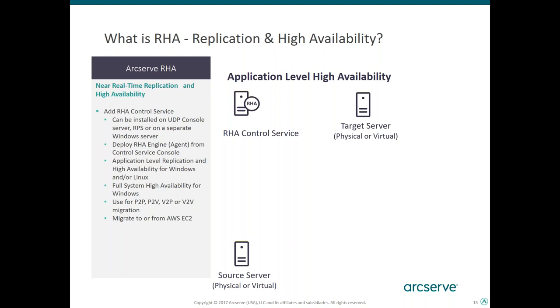This slide illustrates a core functionality, and we're talking about application level. Say we want to protect Exchange or SQL Server. So we come up with a very similar machine as a target. It can be physical machine. We don't require virtual machine on the other end. And source server can be either virtual or physical. Why? Because another component called RHA engine will be installed within source and target machine. And we can configure using RHA control service and web interface connected to it. We can configure scenario replicating a specific application, in our case SQL or Exchange, from source to target.